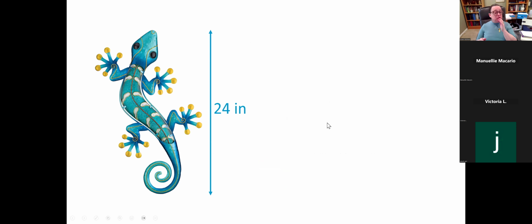Okay, so here is my little gecko. He is 24 inches long. That's nice, but let's suppose I wanted to change his length into other units. So we're going to start at the top there. And can we agree that that first sentence is true? 24 inches times 1 equals 24 inches. Is everybody in agreement on that?